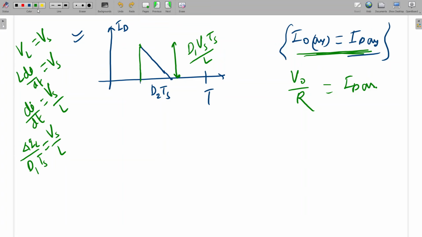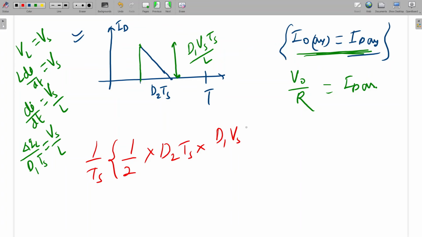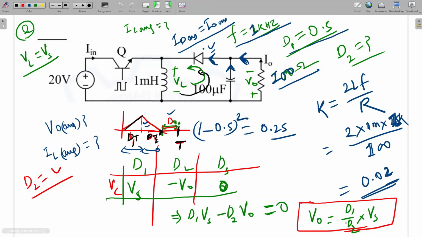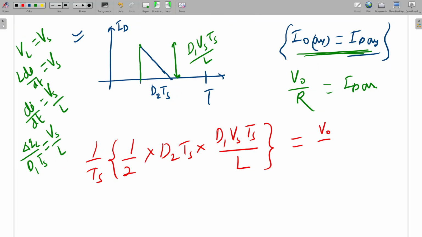So we can calculate the area under the curve: 1 by TS into 1 by 2 into D2 TS into D1 VS TS by L. This will be the average value of this current. It should be equal to V naught by R. So V naught by R equal to D1 by D2 into VS by R.